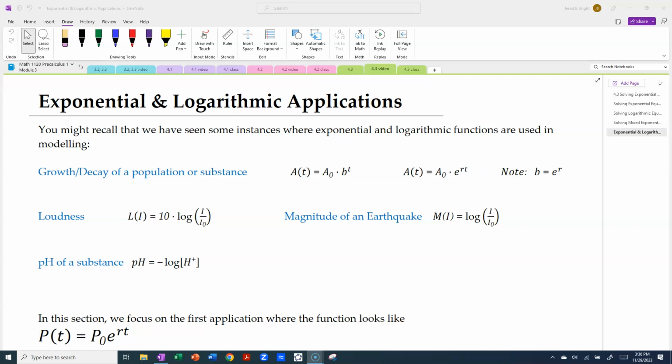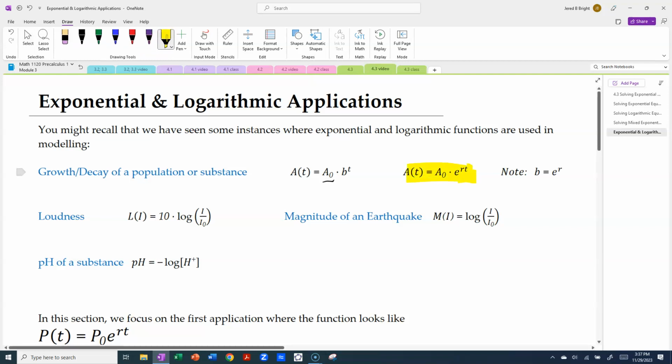All right, and now it's time to revisit some of our applications with exponentials and logarithms. And we've talked about some of them, right? We've talked about growth and decay being this constant b to the t or e to the rt, and we can just represent b as e to the r. For instance, we've talked about loudness, magnitude of earthquake, and pH of a substance for logarithms. And so now we're going to focus primarily on this equation up here.